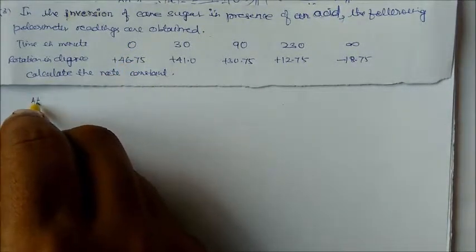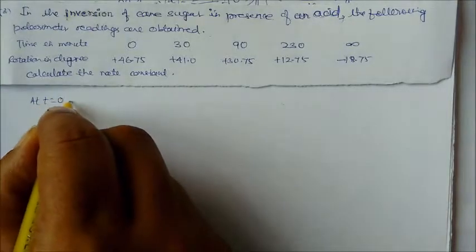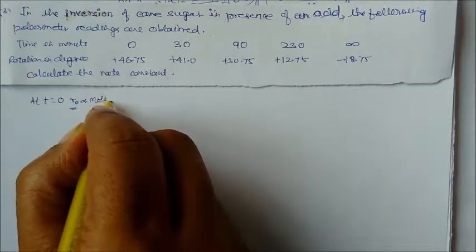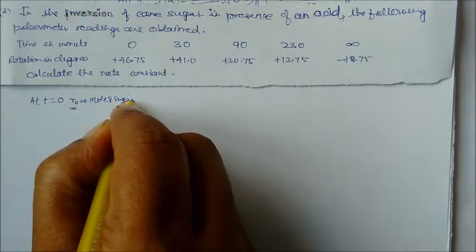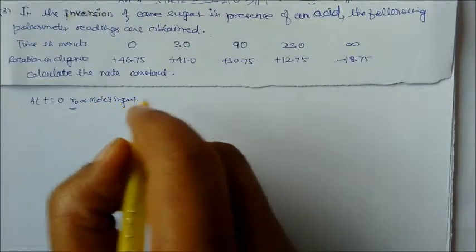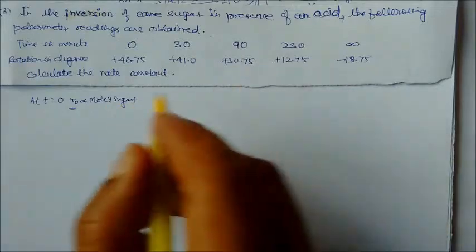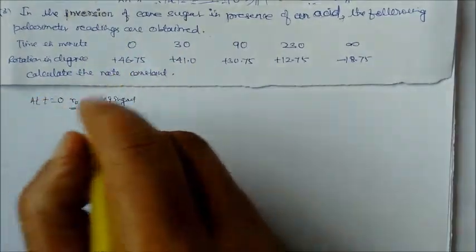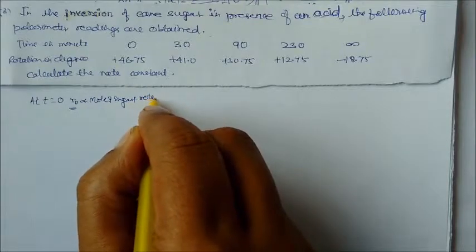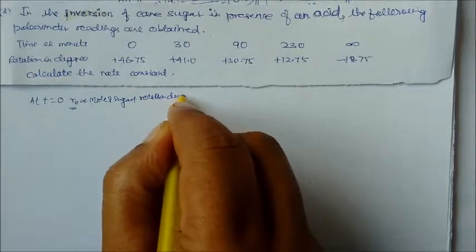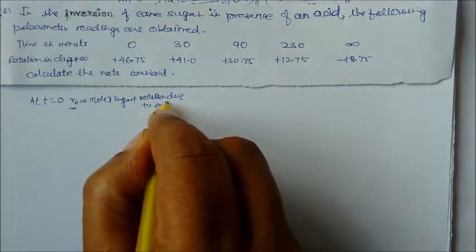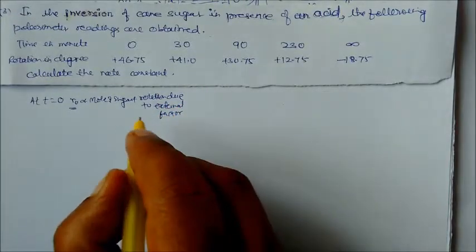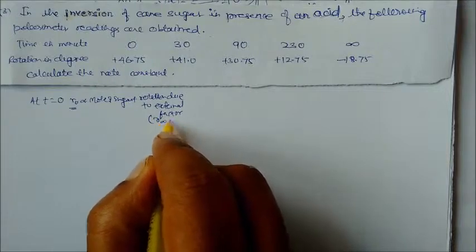So at t equal to 0, let the rotation be R0. This is proportional to the moles of sugar, plus we can write the maximum rotation, if this is the maximum, 46.5, rotation due to external factor. So external factor is nothing but the R infinity.